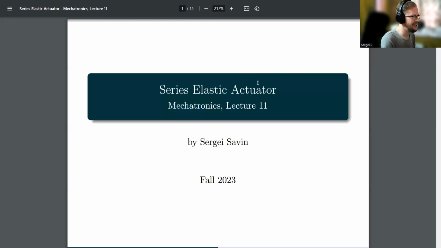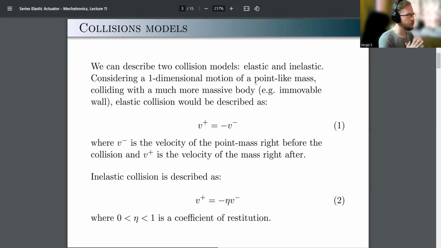series elastic actuators now. So before we can discuss them, we need to remind ourselves just a little bit what collisions are. Okay, because series elastic actuators are in many ways a reaction to the necessity of colliding with objects. Okay. So collision can be described, can be modeled in a variety of ways, but we can distinguish two models: elastic and inelastic.